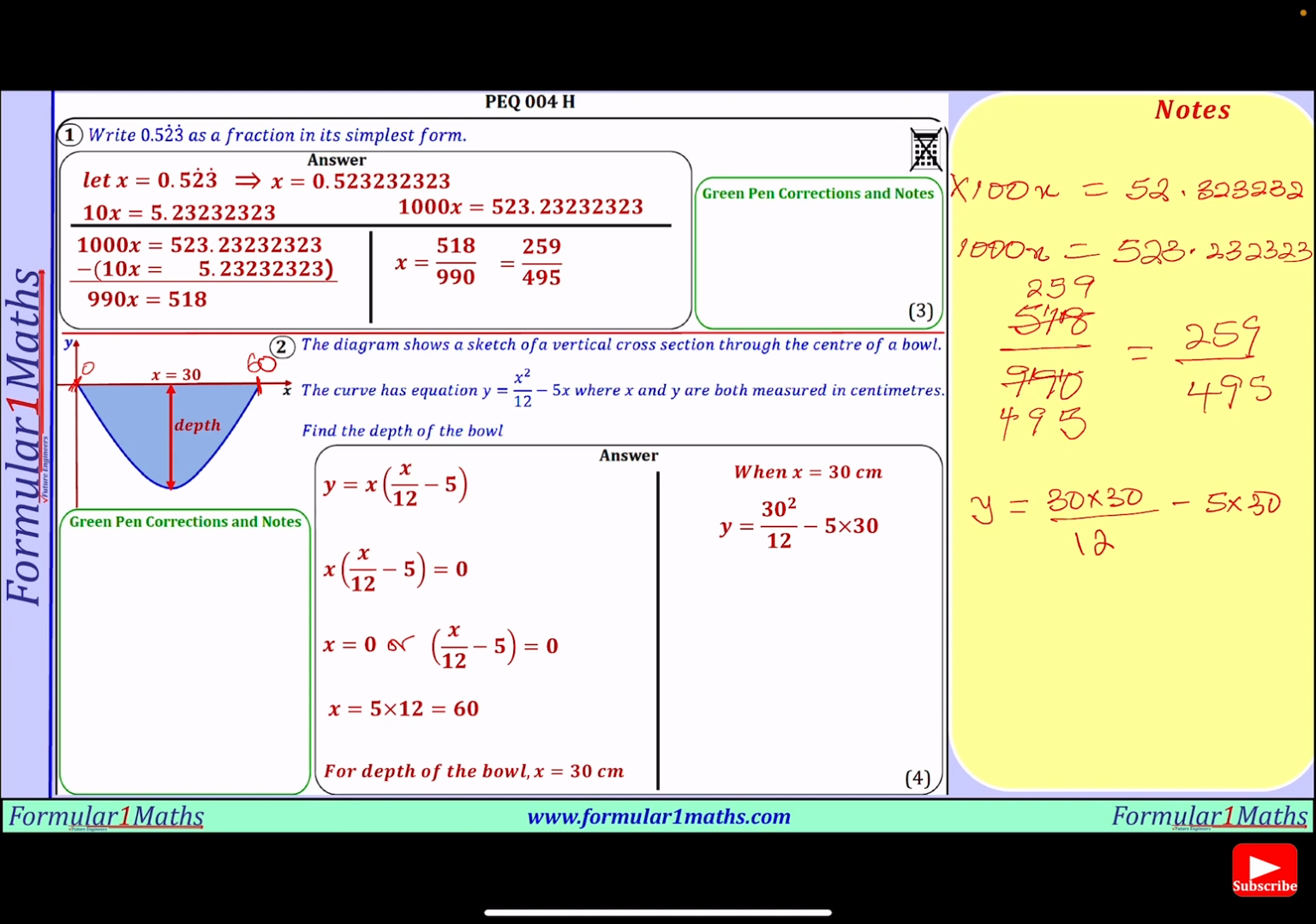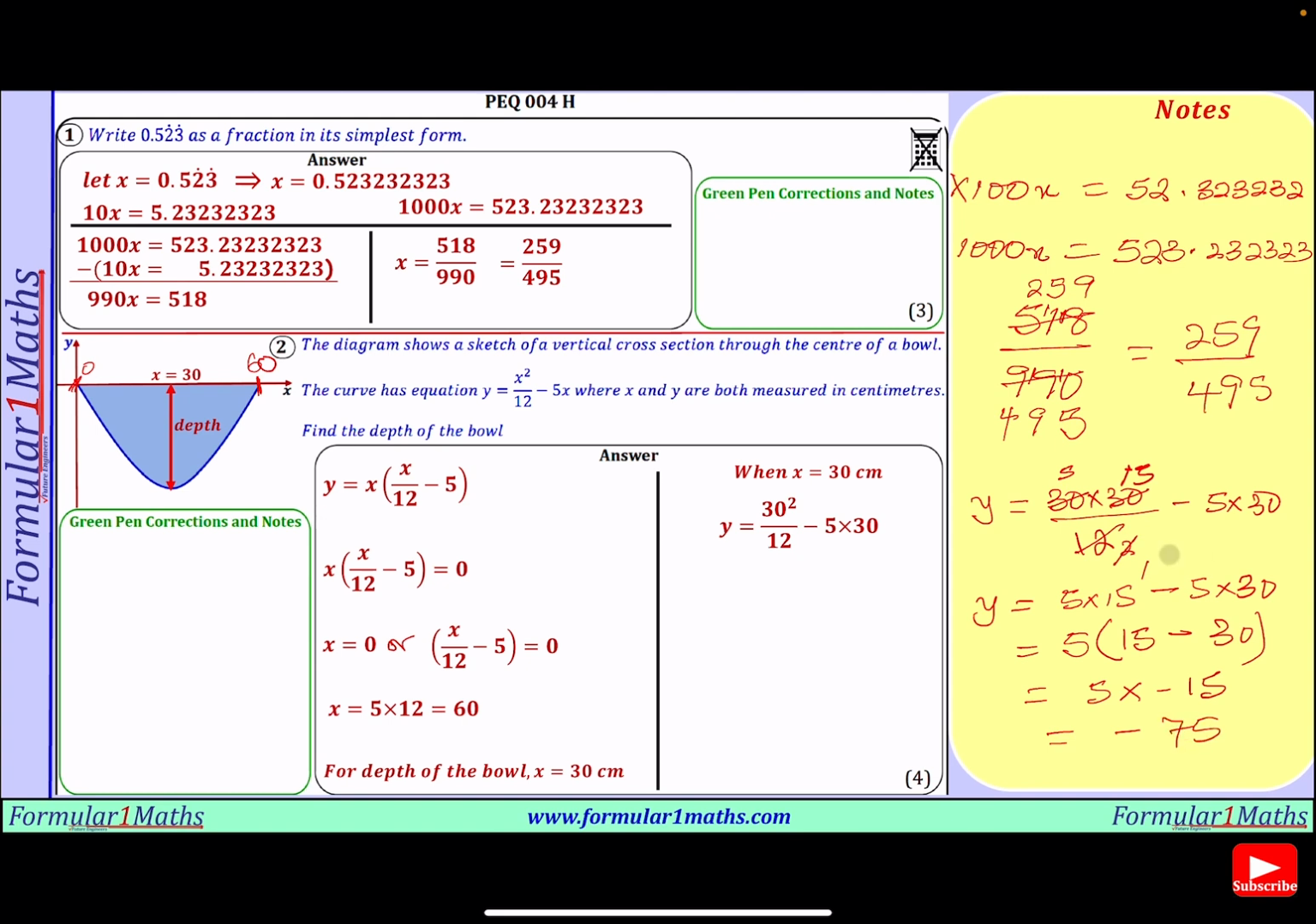Then I can do some reduction. 6 goes here 2, 6 goes there 5. And then 2 goes here 1, and 2 goes there 15. So I'm left with y equals 5 times 15 minus 5 times 30. I can now see that 5 is common, so I can bring 5 out of the brackets. And I'll be left with 15 here and 30 over here. So I can simplify this to 5 times minus 15, and I'll get minus 75.